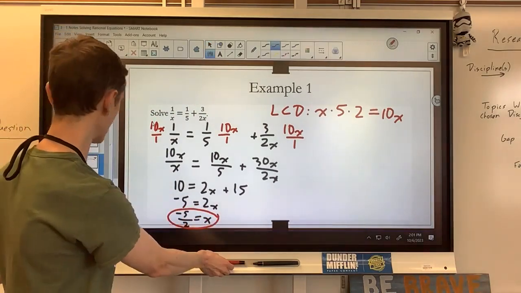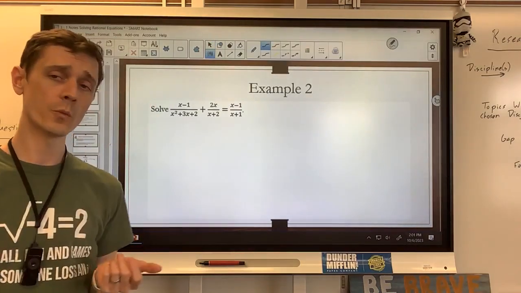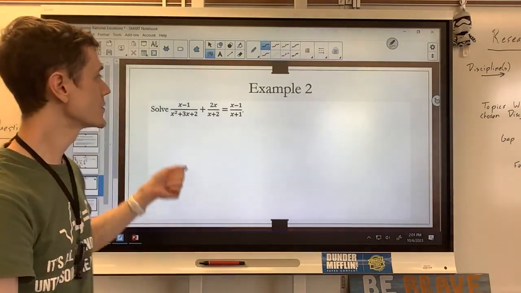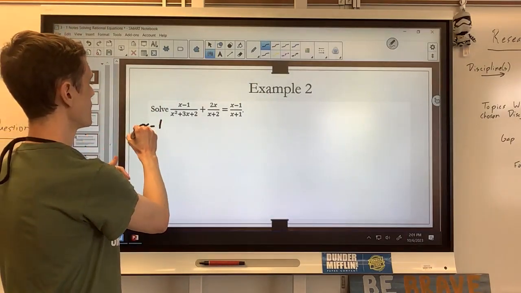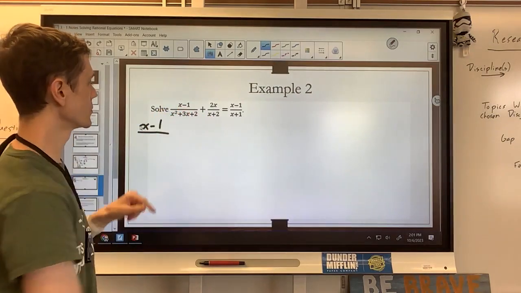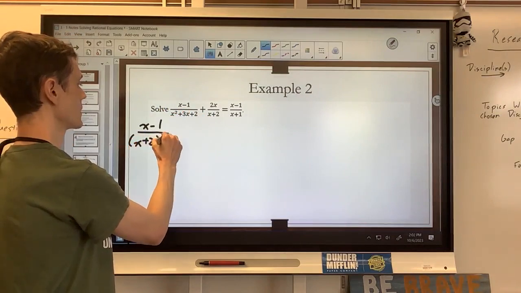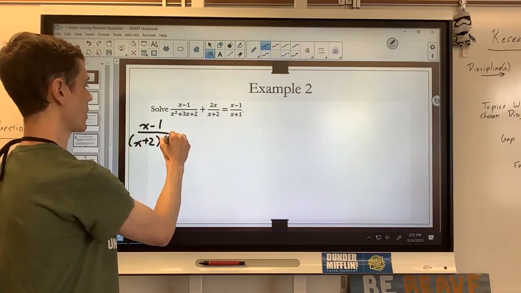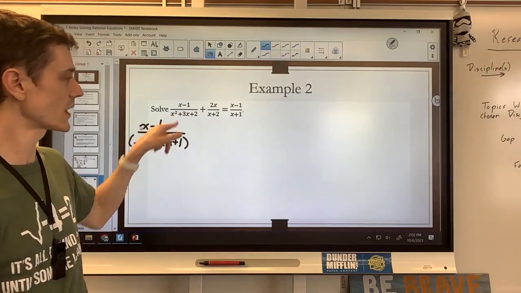Now let's look at a slightly harder one that will have an extraneous solution. My first step was that we might need to do some factoring. On top, I don't have anything to factor for this first expression, but on the denominator, this is a trinomial, and the two numbers that multiply to 2 and add up to 3 would be +2 and +1. So 2 times 1 is 2, 2 plus 1 is 3. That's my factoring for that trinomial.